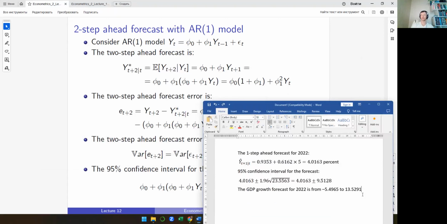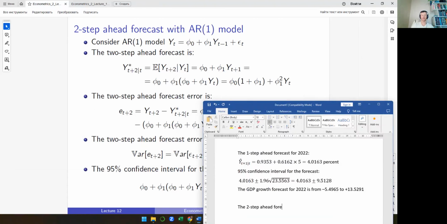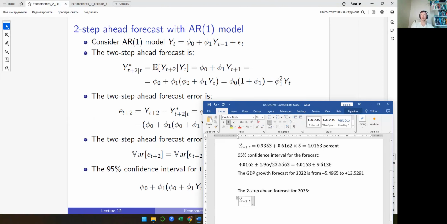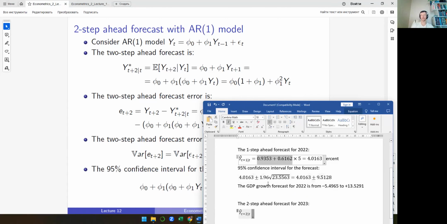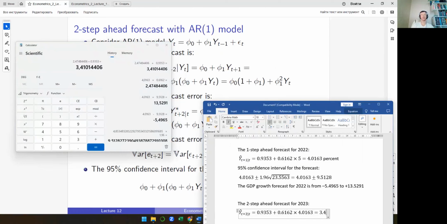Again, let's see an example. The two-step ahead forecast for 2023 is going to be the following. So basically this is yt plus 2 given t. Well, we can do the following. We already have this expression and we plug in here our forecast for 2022, the already computed forecast, this one. So 0.4163 times 0.6162 plus 0.9353. So this is 3.4101, let's say.